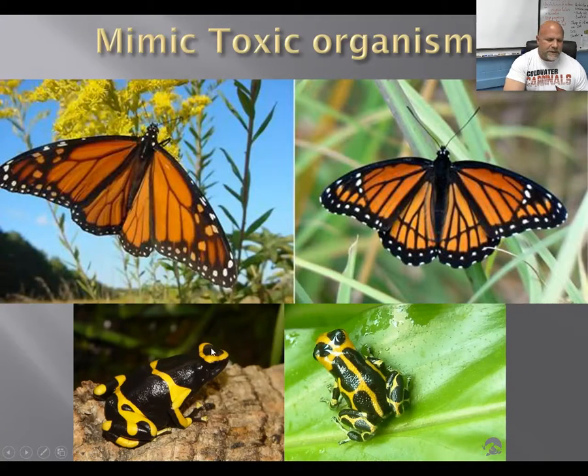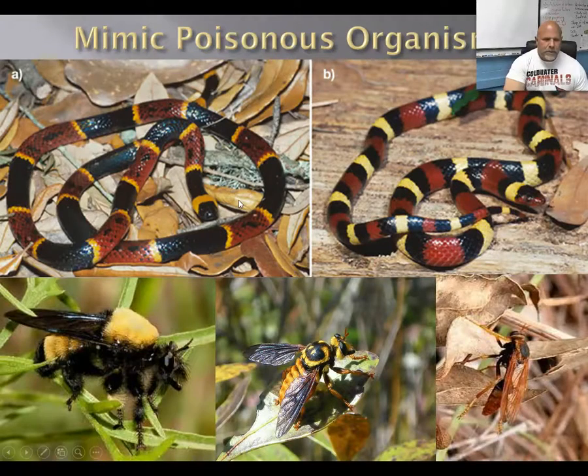This is a toxic poison arrow frog, poison dart frog, and this is a non-toxic frog that looks almost exactly like it. It's an imitator. You have the coral snake and the king snake. Red next to yellow will kill a fellow. Red next to black is a friend of Jack. And so these are two snakes that look real similar, and things avoid the king snake because they don't want to get bit by a toxic snake.